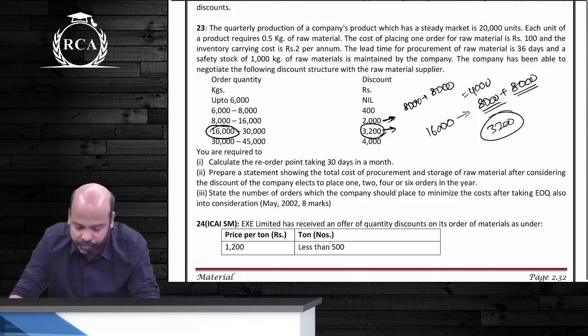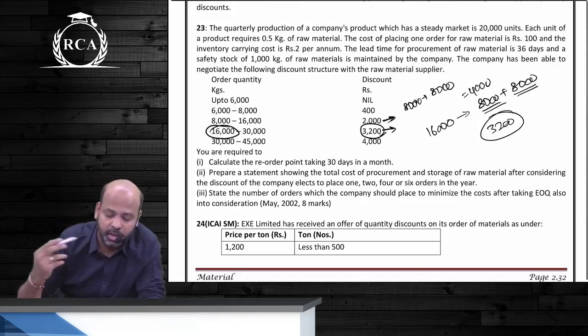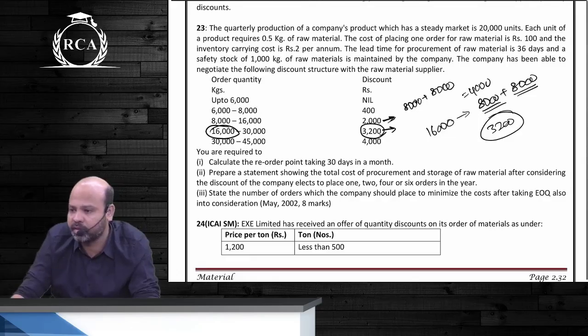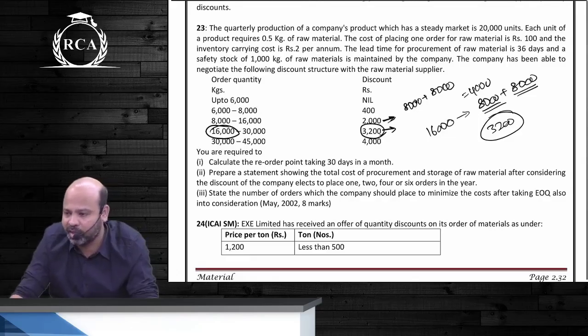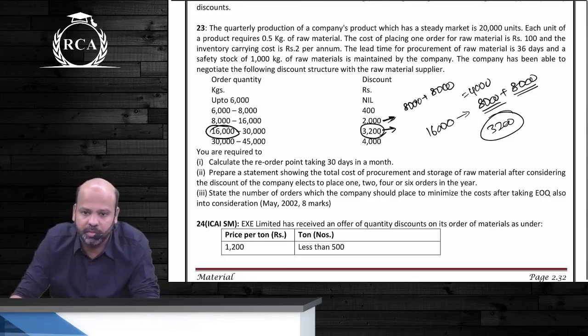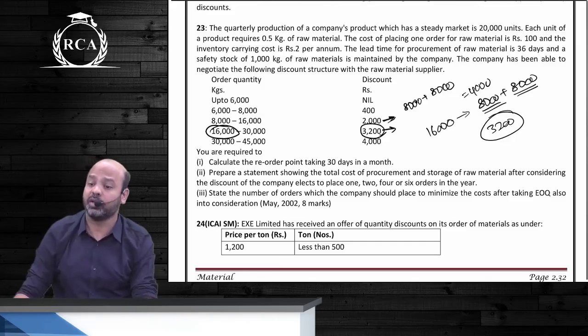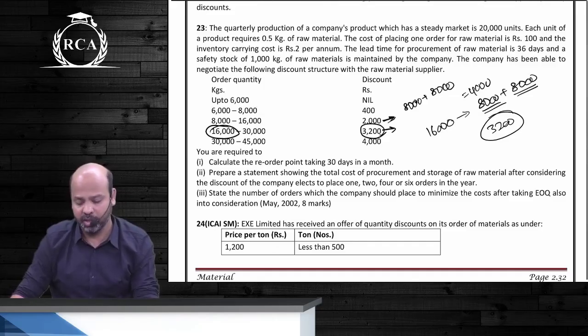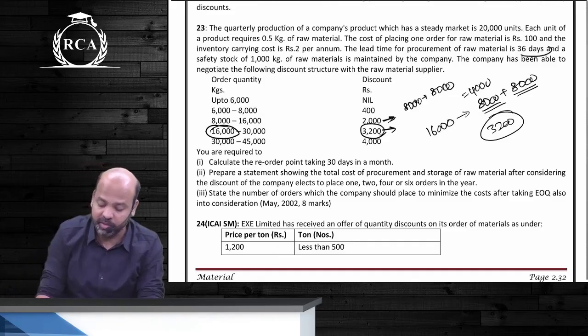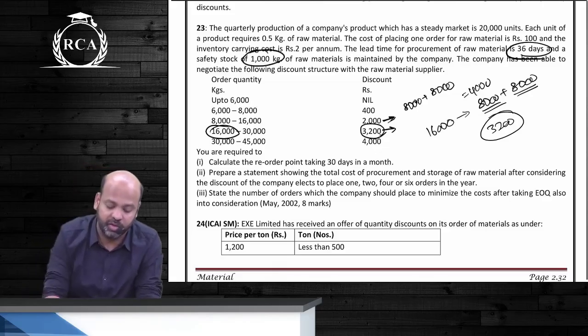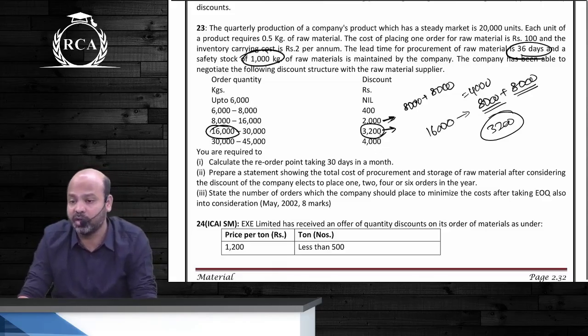Yes or no? You're required to calculate the reorder point, guys, by taking 30 days in a month. Reorder point means reorder level. If there are 30 days in a month, there will be 360 days in a year. You know your annual consumption and the number of days, so you will be able to compute normal consumption per day. You already know that your lead time is 36 days. You can use that and the safety stock to compute your reorder level.